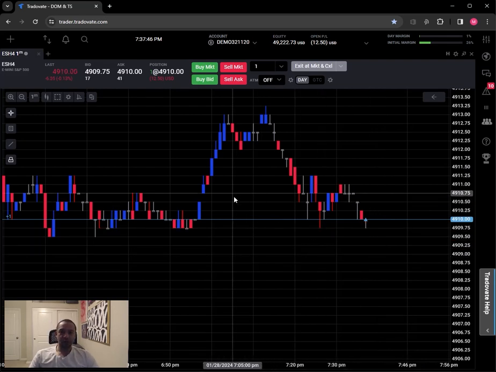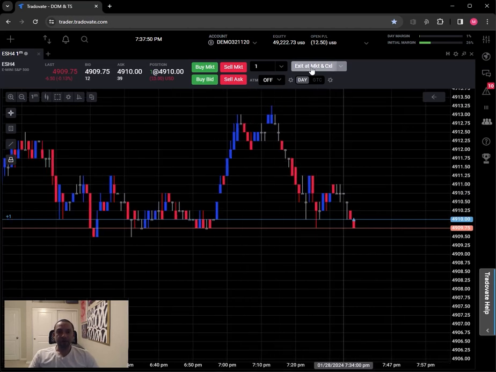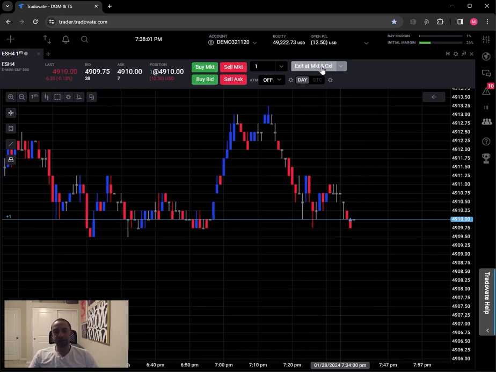So let's say I just wanted this to immediately go in my favor. I would just click exit at market and cancel. That's what those abbreviations mean. Exit at market and cancel. That means it's going to take you out of all of your open positions, and all of your pending orders on the screen will be canceled.